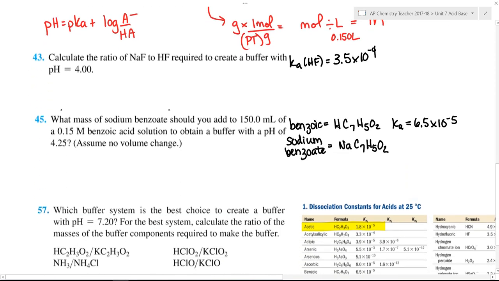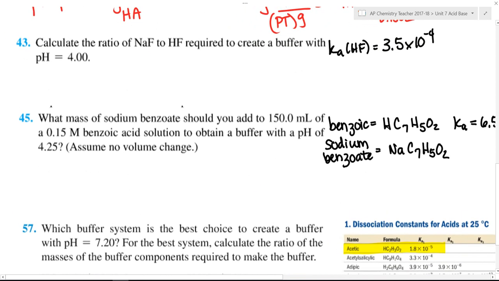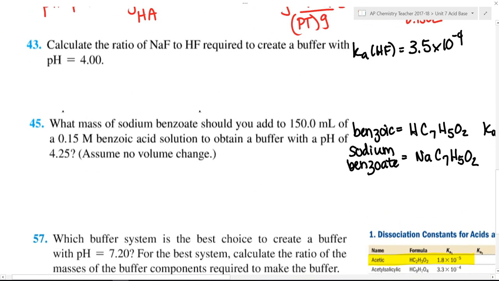Looking at a problem like number 43. Again, with all these, you either use Henderson-Hasselbalch or an ice chart and a Ka expression. In this one, Henderson-Hasselbalch might be the easiest way of doing this one. So Henderson-Hasselbalch again is pH equals pKa plus log of A, which I'll plug in what this is, F minus to HF. So that's my weak base and conjugate acid pair right there. So I know I want the pH to be 4.00, so I can plug that in.